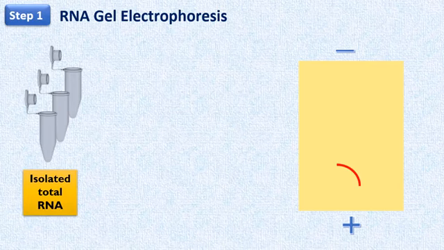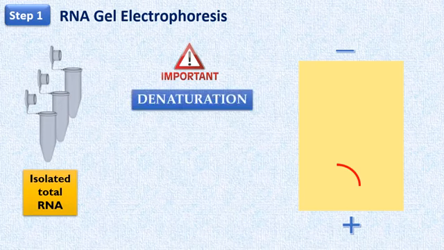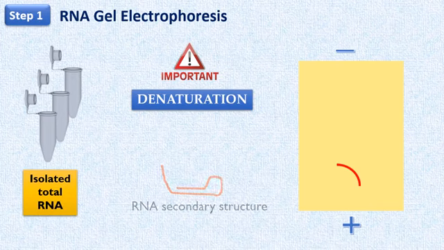Now we know that RNA is a single-stranded nucleic acid. But still, this RNA gel electrophoresis also includes the denaturation step. This is because RNA molecules fold onto themselves, and because of intramolecular base pairing, they form secondary structures. So, if we want to separate them on the basis of their molecular weights, we need to bring them into the linear shape. Otherwise, the secondary structures of RNA molecules will affect their electrophoretic mobility during gel electrophoresis.